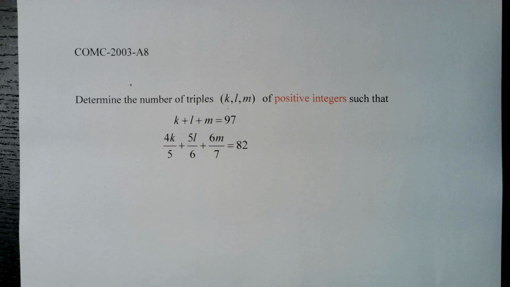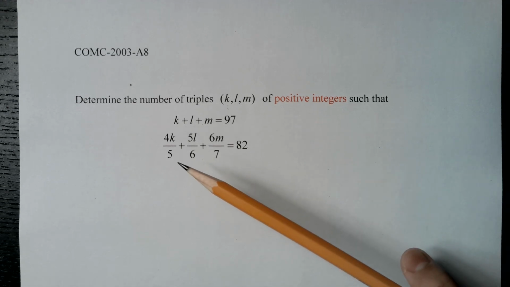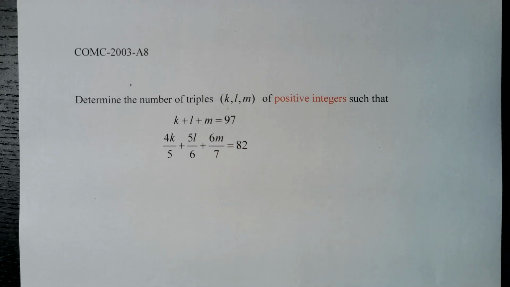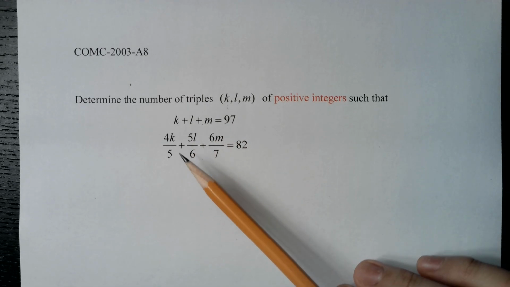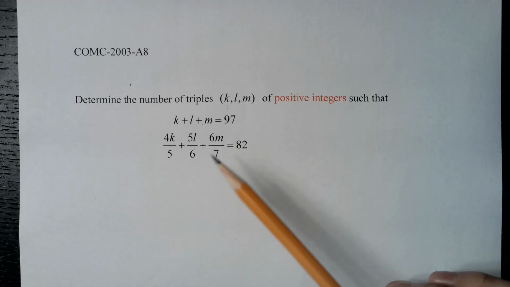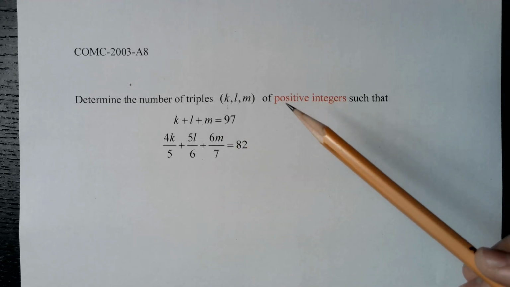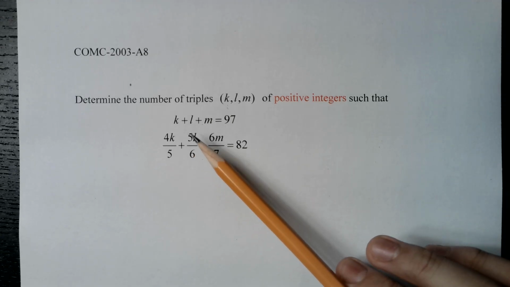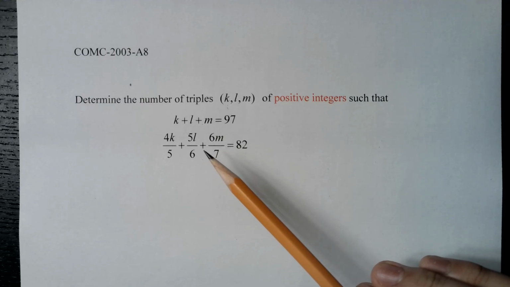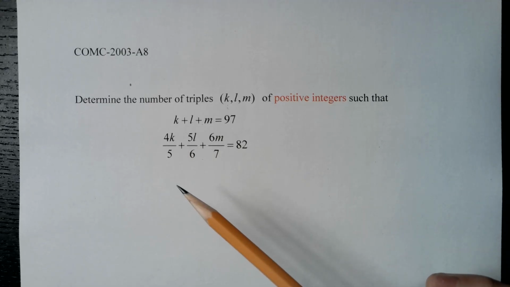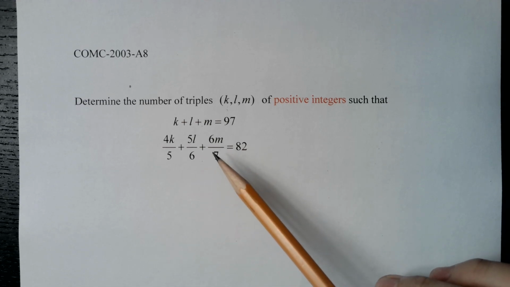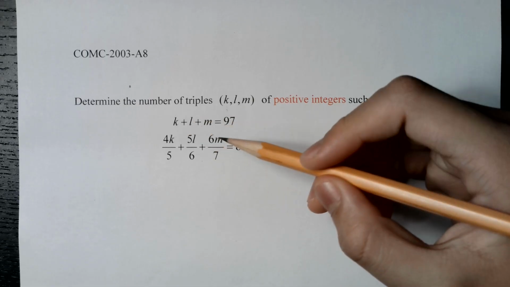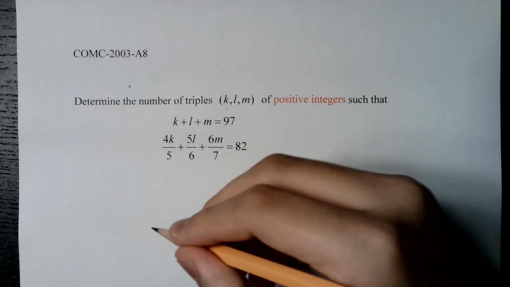So, let's first start off by looking at this equation here: 4k divided by 5 plus 5l divided by 6 plus 6m divided by 7. We can see that k has to be divisible by 5, l has to be divisible by 6, and m has to be divisible by 7. This is because 6 and 7 don't share any common factors, 5 and 6 similarly don't share any common factors, and neither do 4 and 5. So k, l, and m must have factors of 5, 6, and 7 respectively. So instead of k, l, and m, we're going to write 5a, 6b, and 7c.